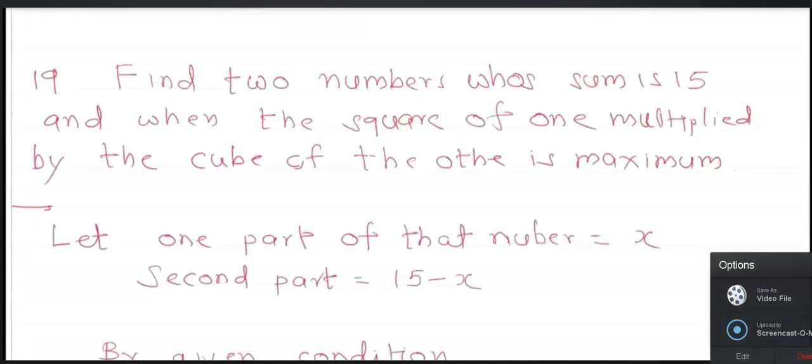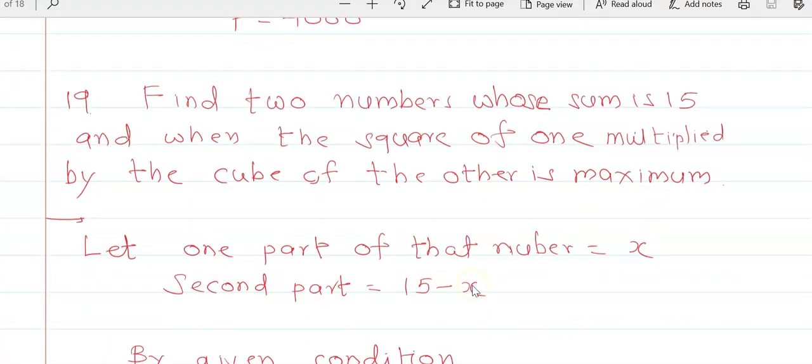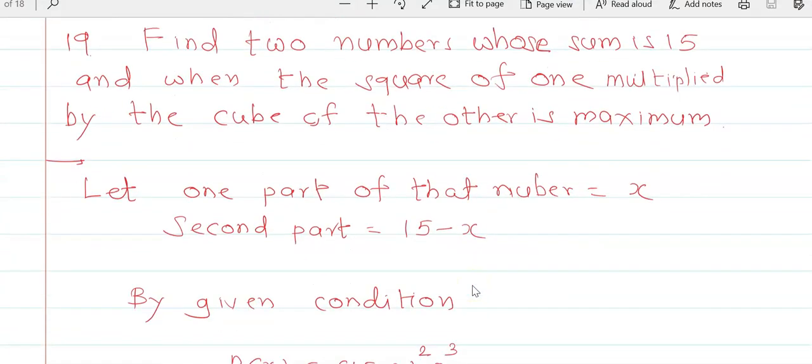Now again, we'll see the next problem. Problem number 19. Find the two numbers whose sum is 15 and when the square of one multiplied by the cube of the other is maximum.